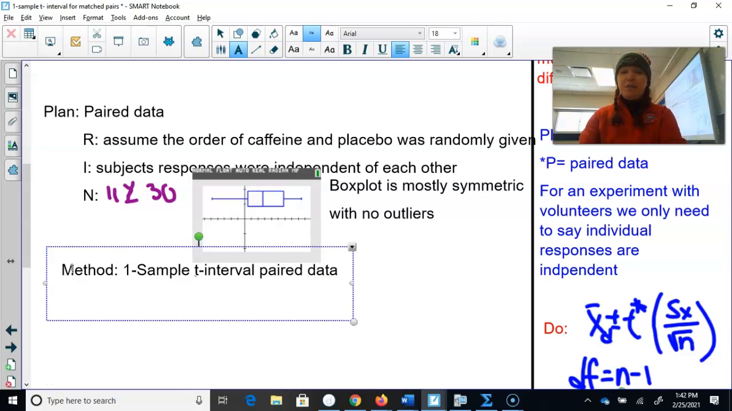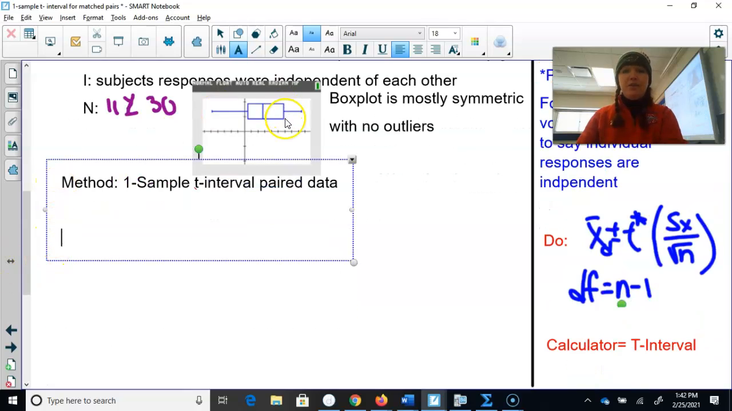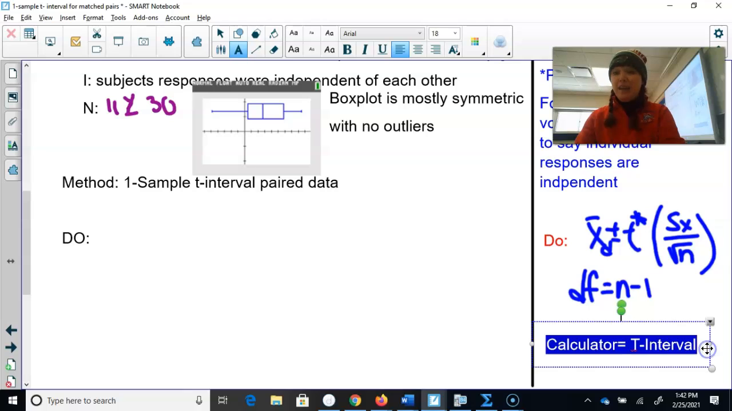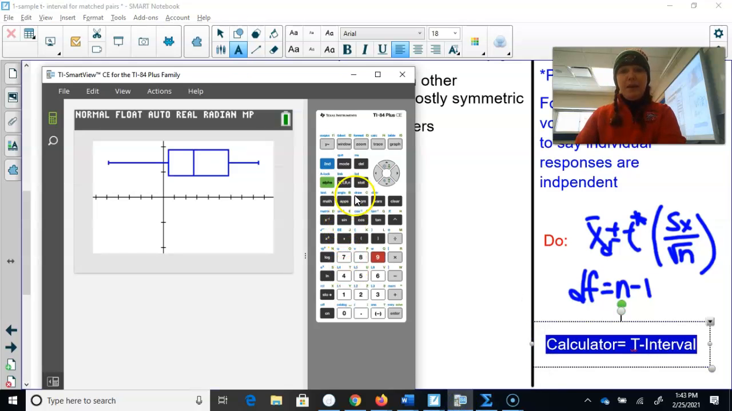All right, we're done with the plan. We're going to go ahead and do the do. We're going to fill in what we need here. So this X bar of D means the X bar of the differences, the average of the differences. Let's go ahead and actually just go to the calculator and compute the T interval, which will help us fill some things in. We will have to go to our table as well to find that T star. So I'm going to go to my calculator right now.